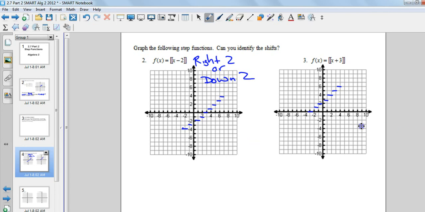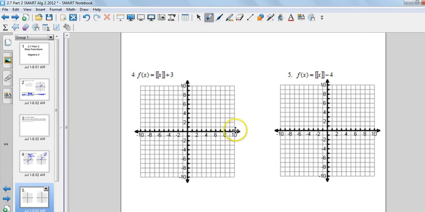And if you can figure out how you think this was shifted, some people might think it was shifted left 3 units. They would be correct. But some people might argue, oh no, I see that this is shifted up 3 units. They're also correct. So however you see these functions as being shifted, whether it's left 3 or up 3, you're correct.